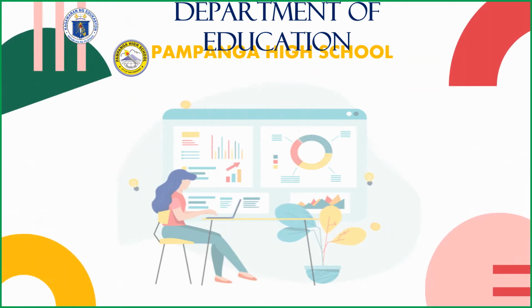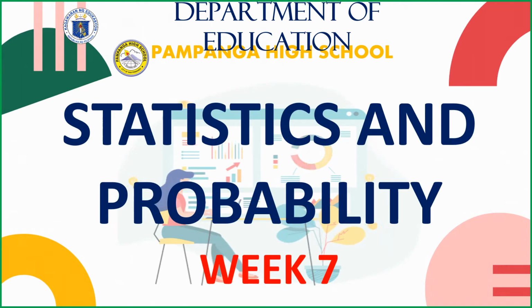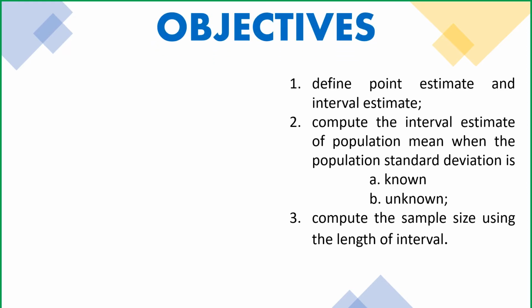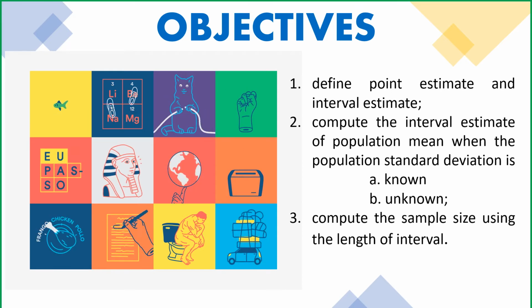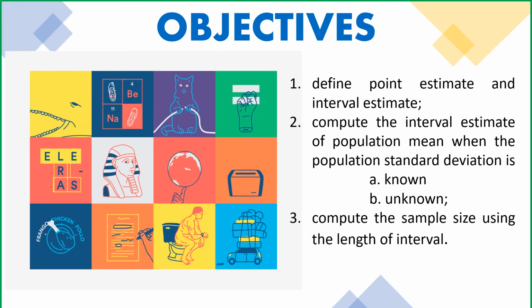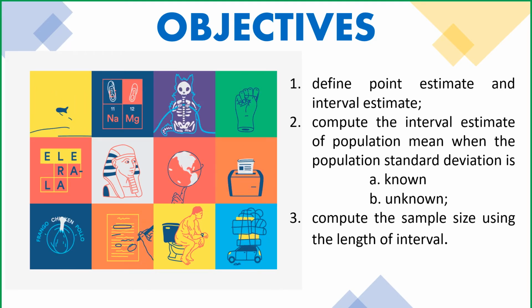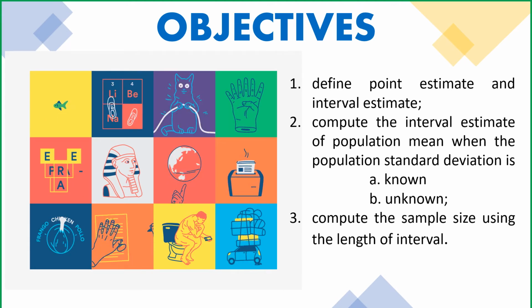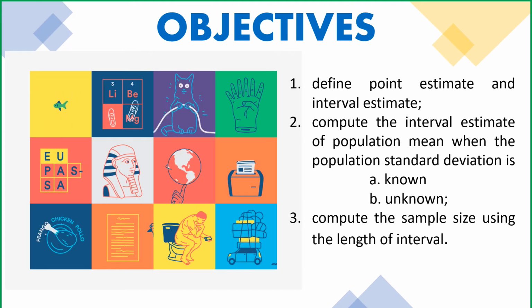Good morning. We are now in the last part of quarter 3, which is week 7. Our objectives for today are: first, define point estimate and interval estimate. Second, compute the interval estimate of population mean when the population standard deviation is A, known, B, unknown. And lastly, compute the sample size using the length of interval.